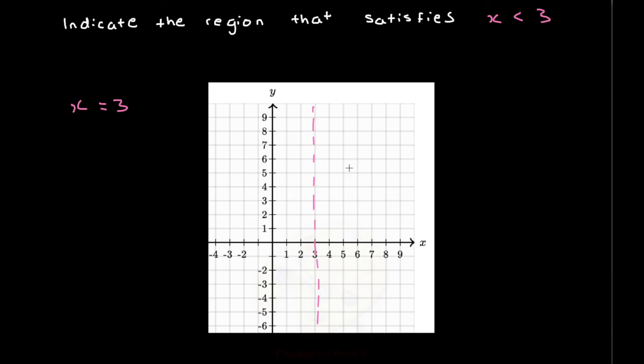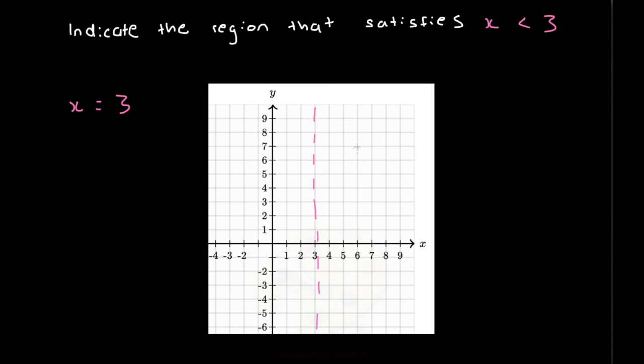But we're not done, because we still need to shade the region that satisfies x is less than 3. So how are we going to do that? Well, what I do is I take any random point on the graph and see whether it fits the inequality. So for example, let's take the point 0, 0. The x-coordinate of 0, 0 is obviously 0, and so let's put that into the inequality. So is 0 less than 3? Well, yeah, it is. So we know that that point satisfies the inequality.